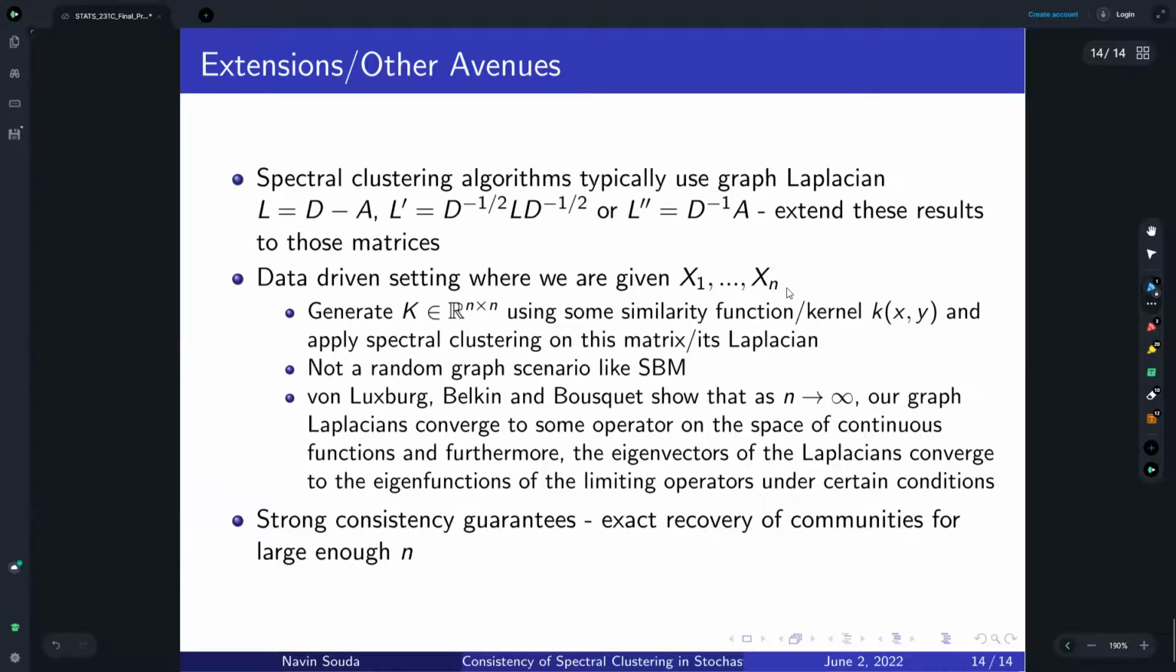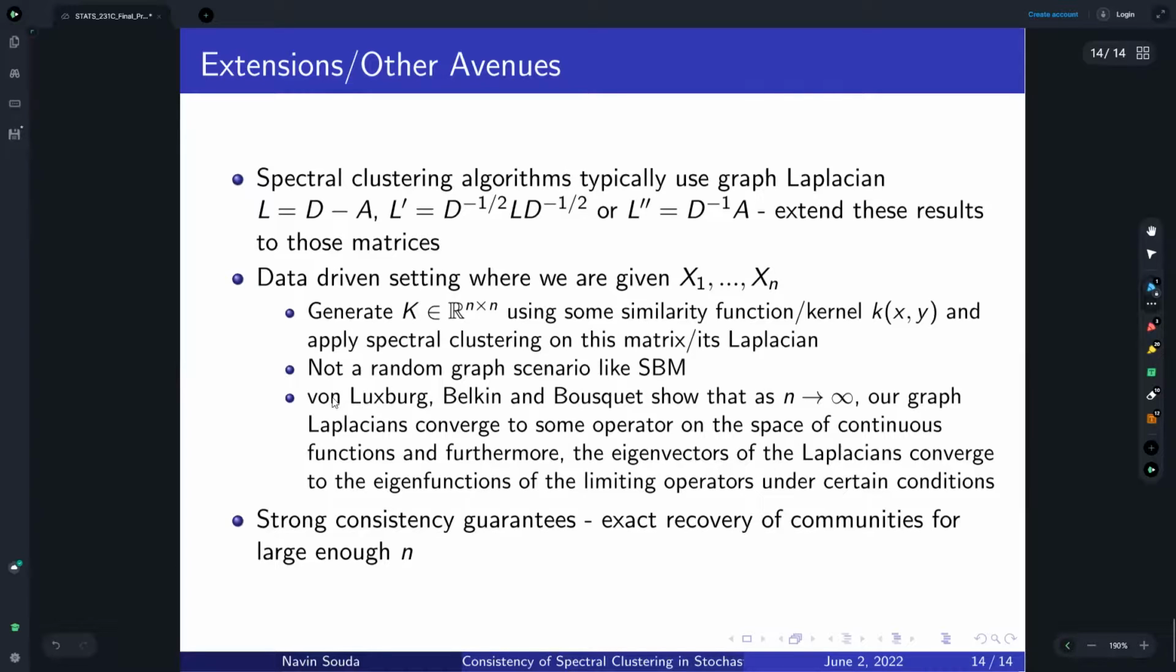The other idea to think about for spectral clustering in particular is that we may have a more data-driven setting, less of this graph theoretic setting, where we have data x1 through xn, and then we generate a kernel matrix A using a similarity function or a kernel, and then we apply spectral clustering on this matrix or its Laplacian. One way we can view this is this kernel matrix represents the edges of a weighted graph. So it's not really the same as the scenario that we discussed here.